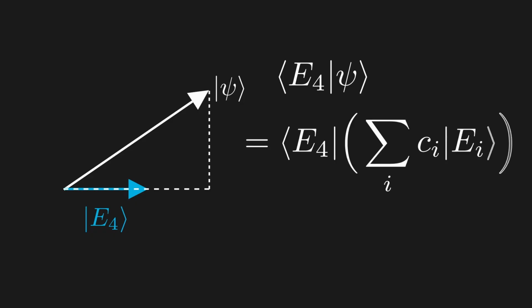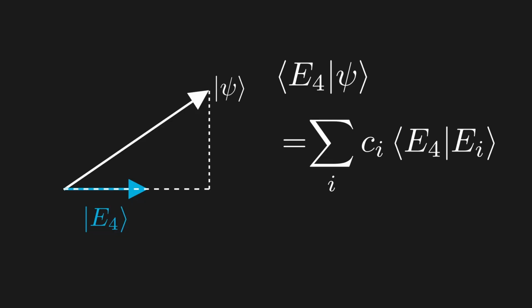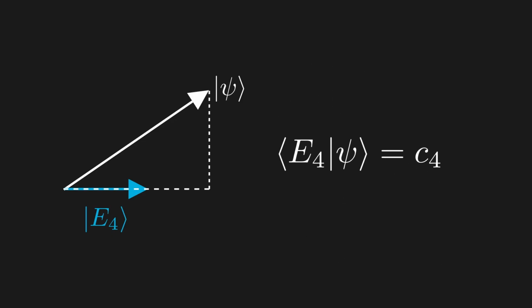Now we expand psi, and then distribute the inner product. Since our eigenbasis is mutually orthogonal, the only non-zero inner product is E4 with itself, which just gives us 1. Therefore, the component along E4 is just the corresponding coefficient. We've hinted at the idea that the coefficients are related to probability, but now we see why. The coefficients intuitively represent how close we are to that eigenstate, and therefore how probable it is to measure it.